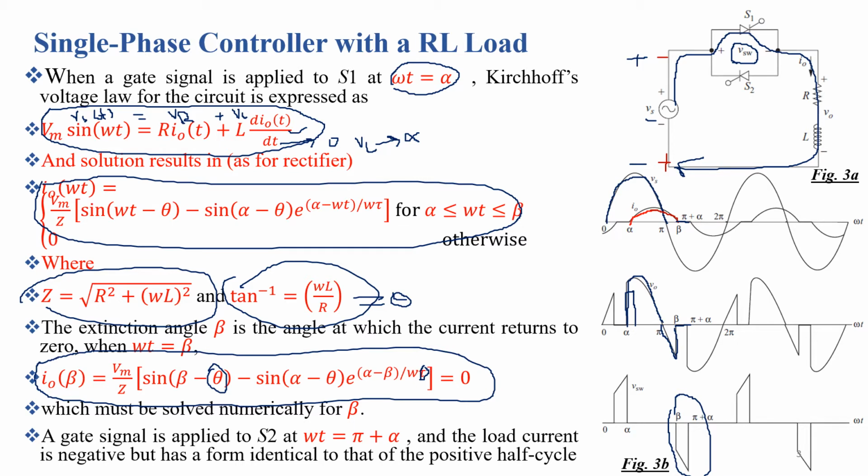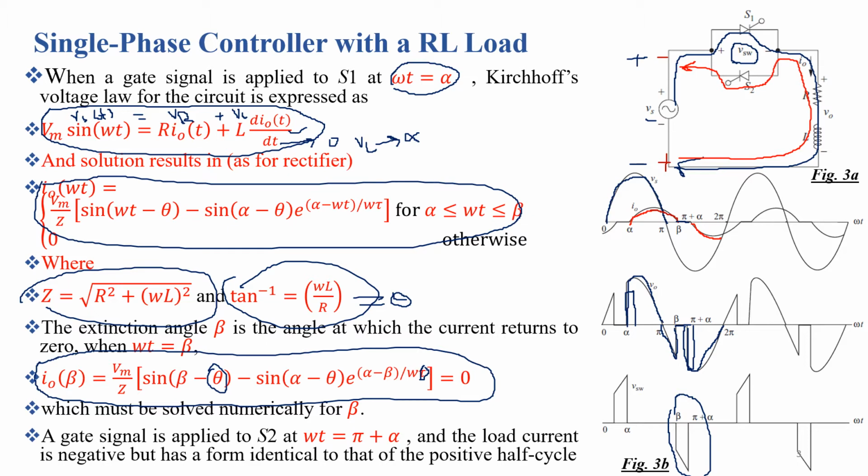At omega t equal to pi plus alpha, we trigger S2, and we get the output voltage like this and the output current like this, which now increases in the opposite direction. The current flows like this through S2 and goes back to the source. When S2 is in the conduction mode and S1 is in the blocking mode, the red line shows the current path for S2 when it is in the conduction mode.